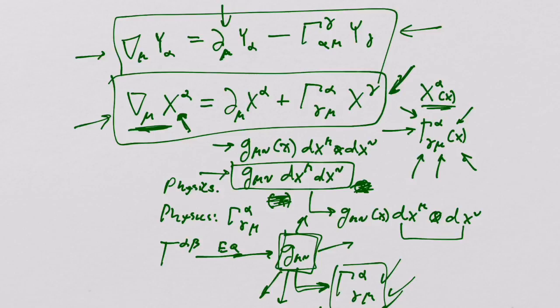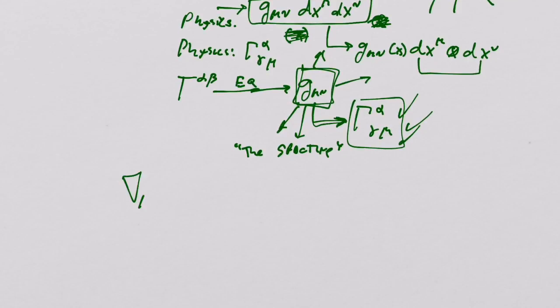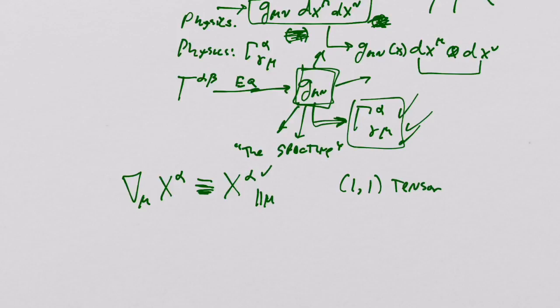What's interesting about this is the components of this object, del mu x alpha, that's a component, which can also be written as x alpha double bar mu, right? It's the same thing. Notationally, the subscripts are just in different orders here. But they both represent the components of a 1-1 tensor, and you can tell because you have an up index and a down index.